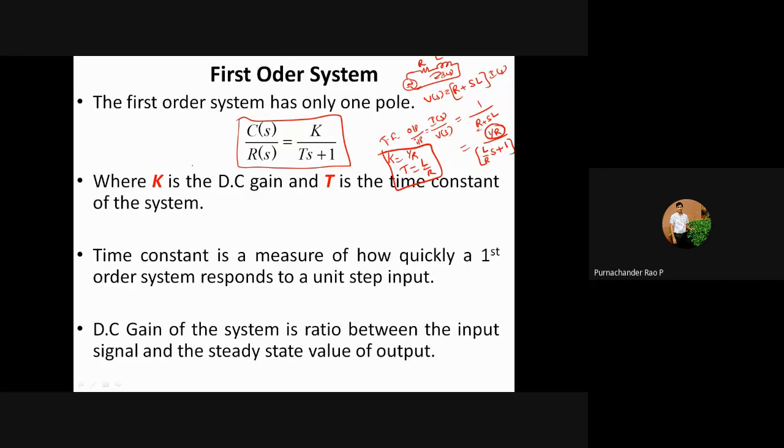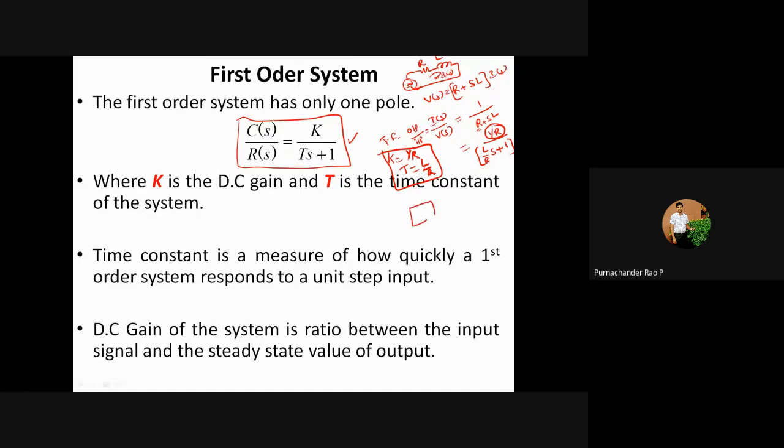If you take any mechanical system also, you are going to get the standard form of the first order system in this form. Here L by R is the time constant of the system, and K is the gain, which is nothing but 1 by R. So if you vary the R value, the gain is going to change, and your time constant also changes. Then you try it out for your mechanical system also.